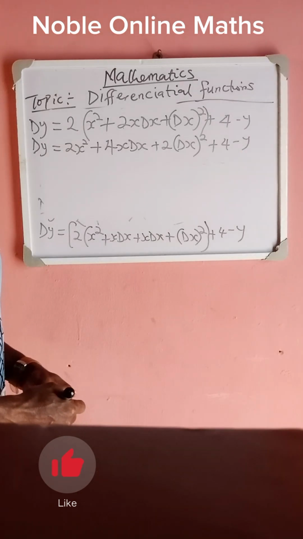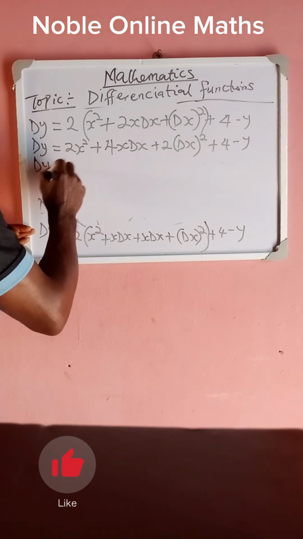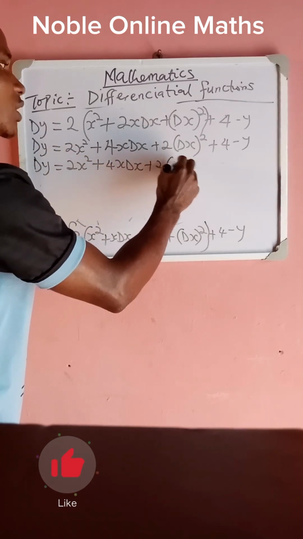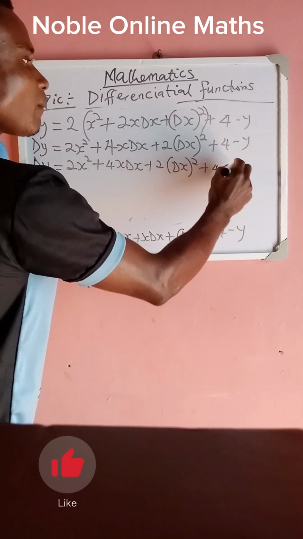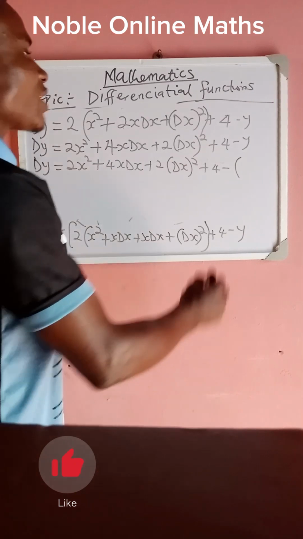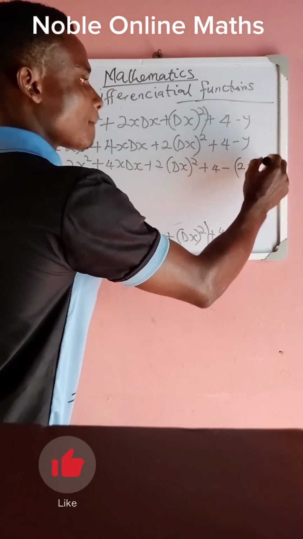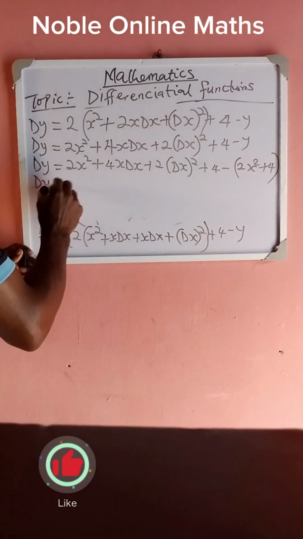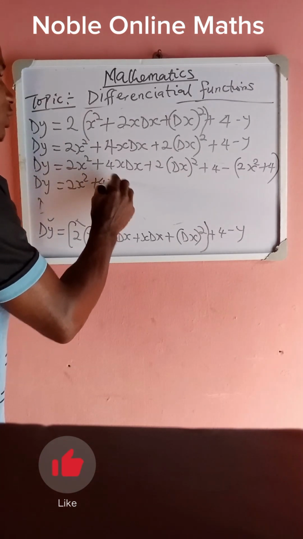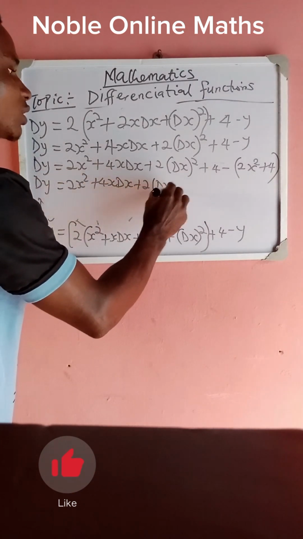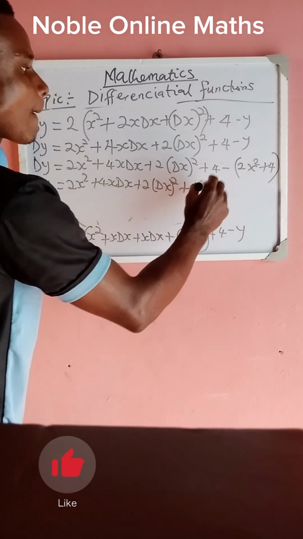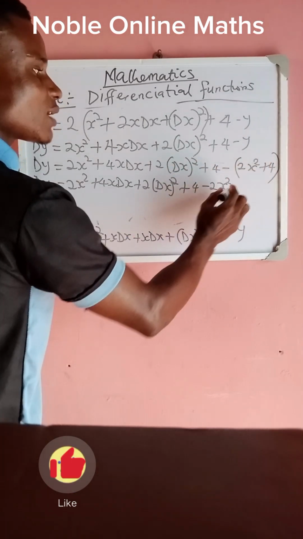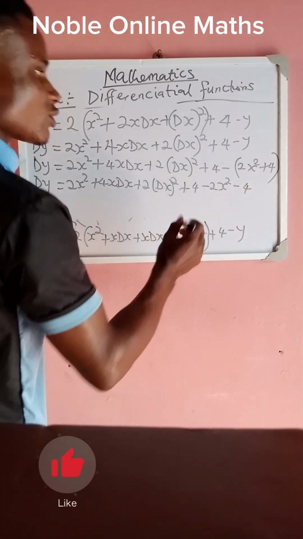Getting the value of y now, what do we have to do? We said change in y is equal to 2x squared plus 4x change in x plus 2 bracket change in x squared plus 4 minus our y. We said y is equal to 2x squared plus 4. We open the bracket: change in y is equal to 2x squared plus 4x change in x plus 2 bracket x change in x raised to power 2 plus 4, minus 2x squared, then minus times this, we have minus 4.